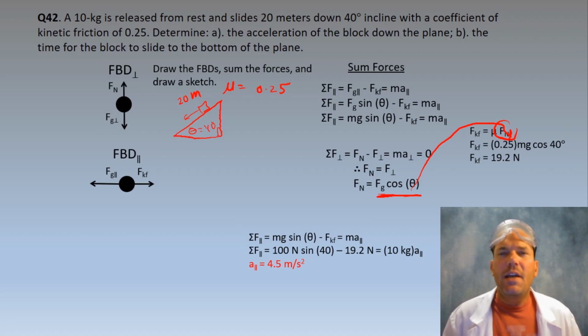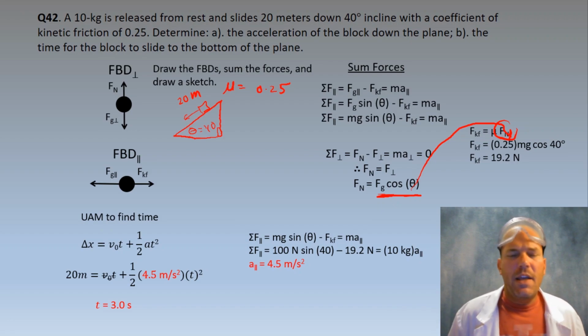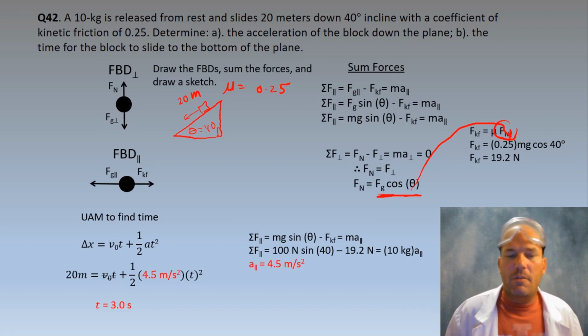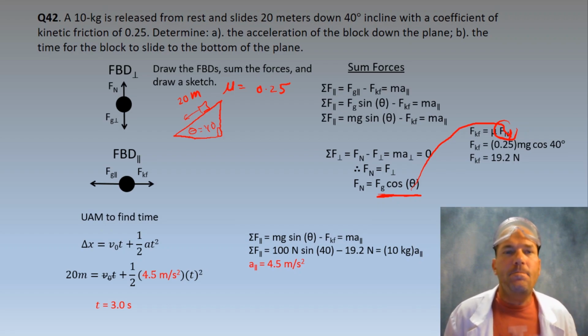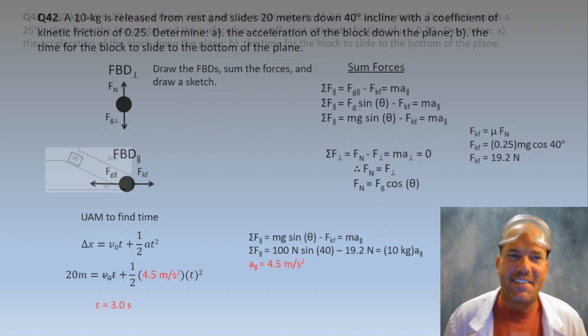In part B, let's use kinematic equations again to solve. We know the change in position to be 20 meters. We know it's released at rest, which means V naught equals 0, which means V naught multiplied by time equals 0. So plugging in our values and our newly found acceleration of 4.5 meters per second squared, we find that the time it takes to reach the base of the incline is 3 seconds.